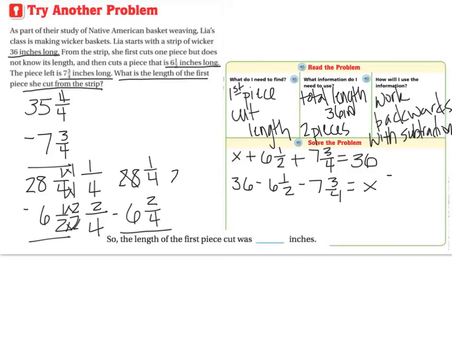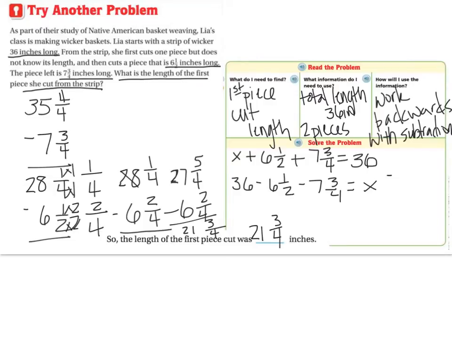I'm going to have 27, and I'm going to take that whole that I borrowed, and I'm going to add it in. So it's a 4/4. So 4 plus 1 is 5. The denominator stays the same. Now I can do my subtraction. 5 minus 2 is 3, 4 on bottom. 27 minus 6 is 21. This tells me that the length of the first piece cut was 21 3/4 inches.